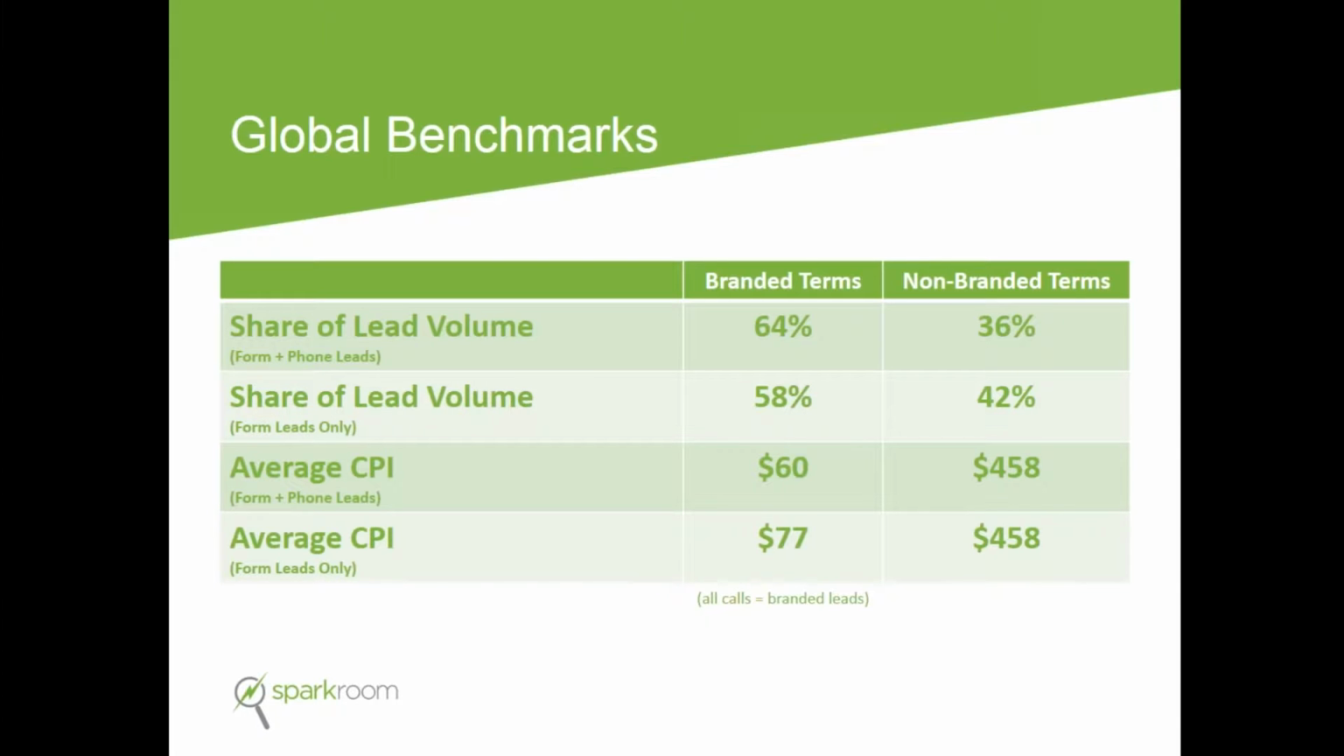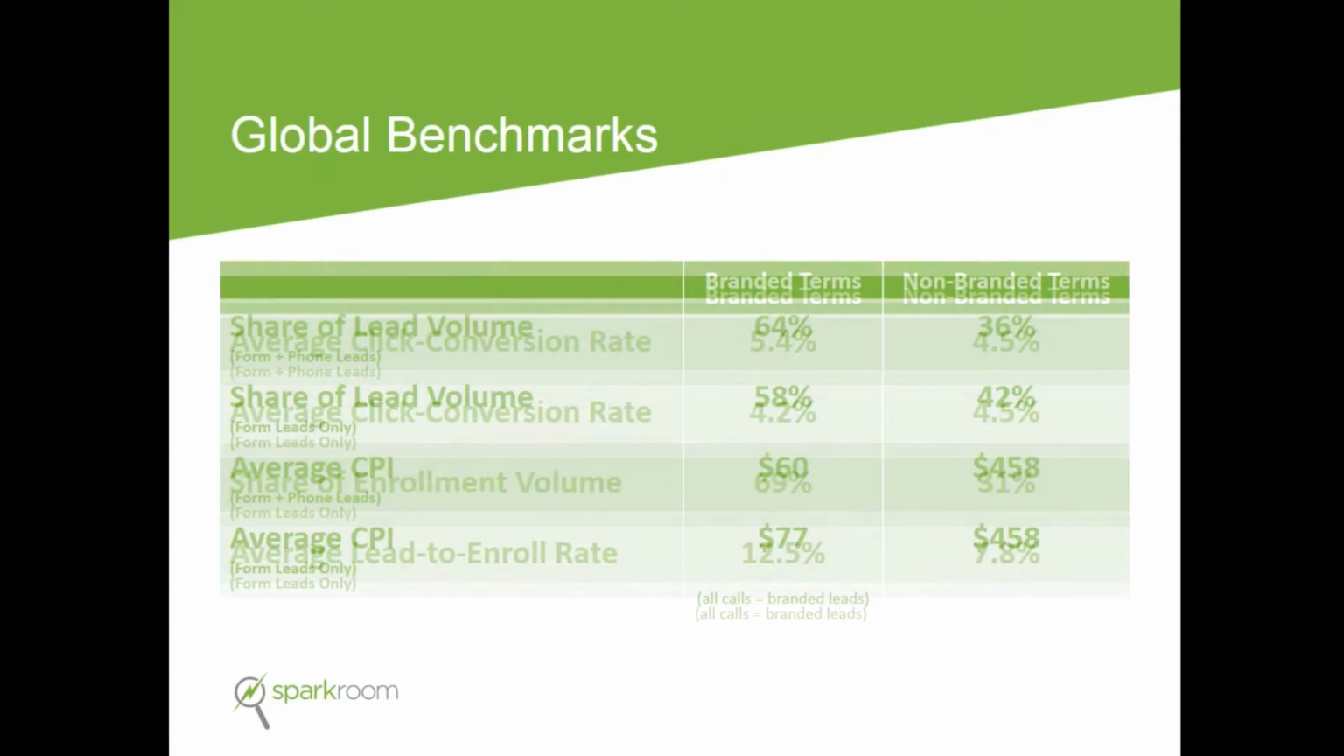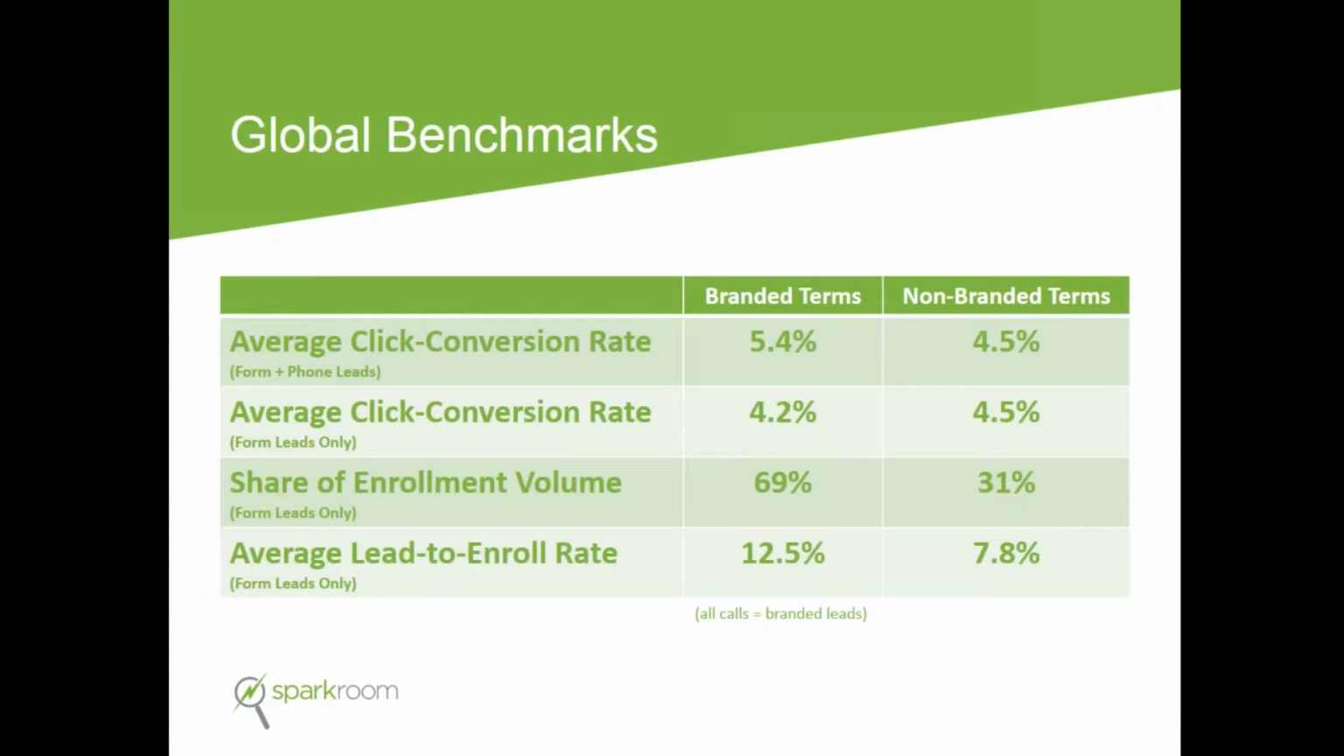So next we'll move on to the last view of the global benchmark data, which is outlining conversion rates and enrollment volume. The average click-to-conversion rate for form leads plus phone leads is higher for brand terms than non-branded terms, but when we take out phone leads and look at form only, non-branded terms actually have a slightly higher click conversion rate for 2015. So not only did brand terms generate more inquiries, they also represent a significantly larger share of the actual enrollment volume and have a higher form lead to enroll rate as well.